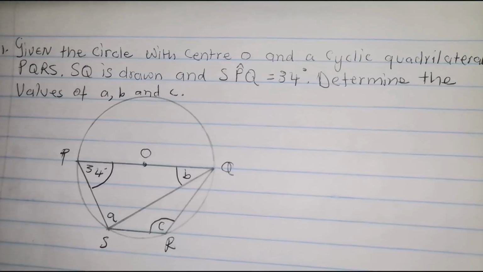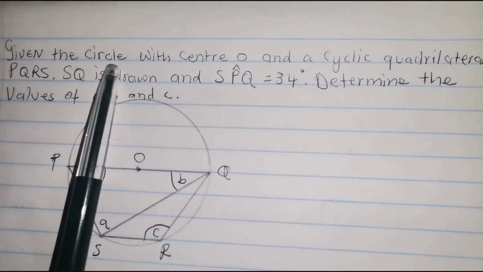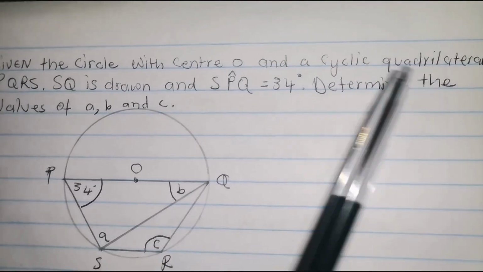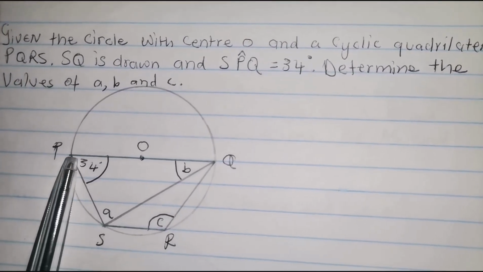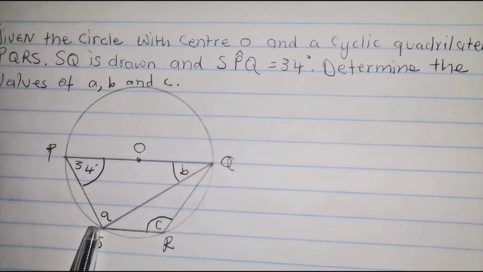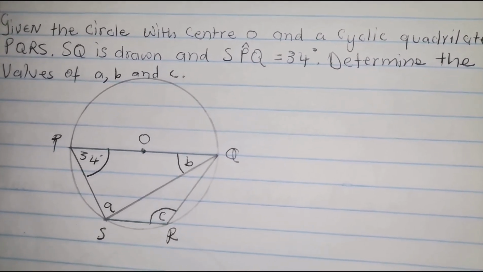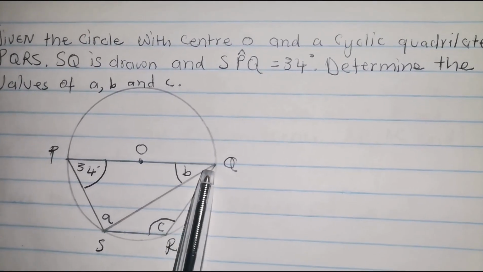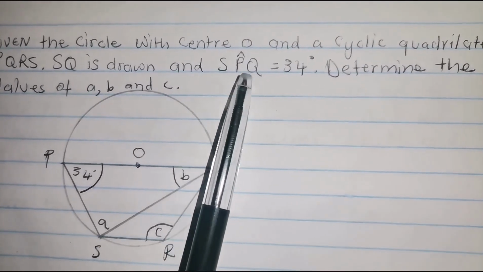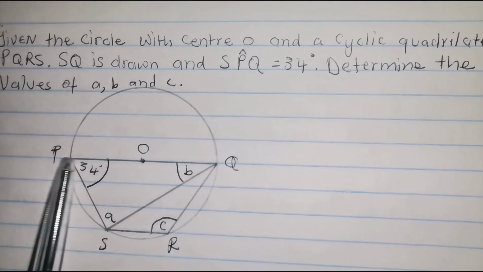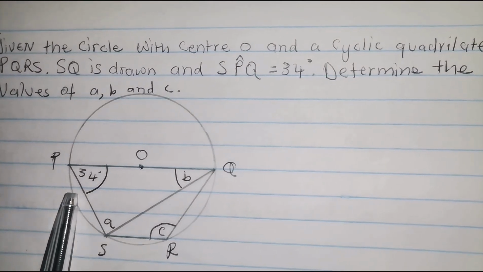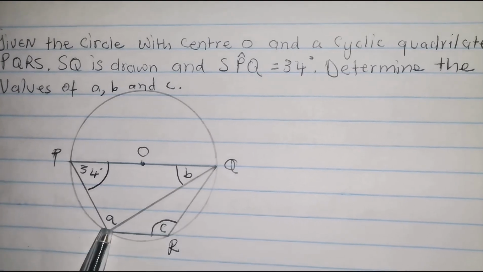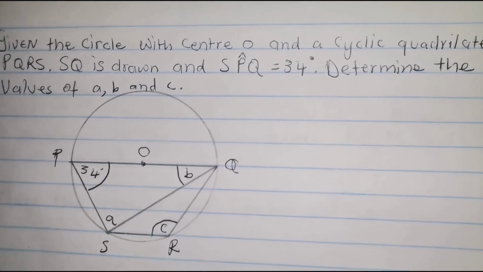Yes. So here's an example, guys. It says that given the circle with center O and a cyclic quadrilateral PQRS, PQRS is a cyclic quadrilateral. SQ is drawn, and angle SPQ is equal to 34 degrees. Determine the value of A, B, and C. Simple, guys.